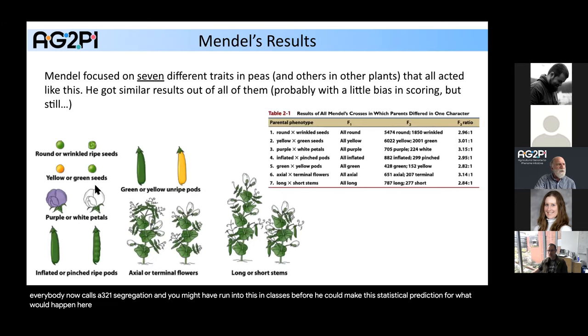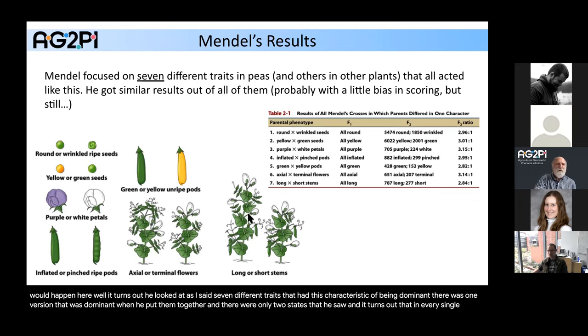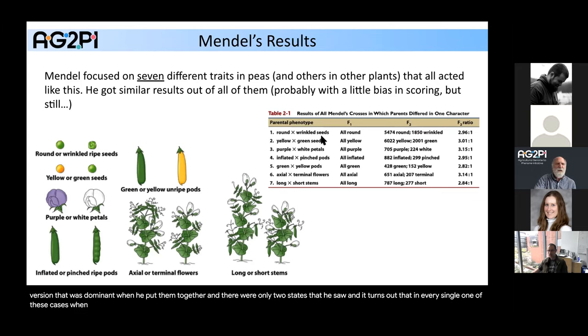Well, it turns out he looked at, as I said, seven different traits that had this characteristic of being dominant. There was one version that was dominant when he put them together, and there were only two states that he saw. And it turns out that in every single one of these cases, when he did the same experiment that I just described for you for the yellow and the green, he got exactly what he predicted within a statistical certainty. So the ratios weren't precisely 3-to-1, but they were pretty close.